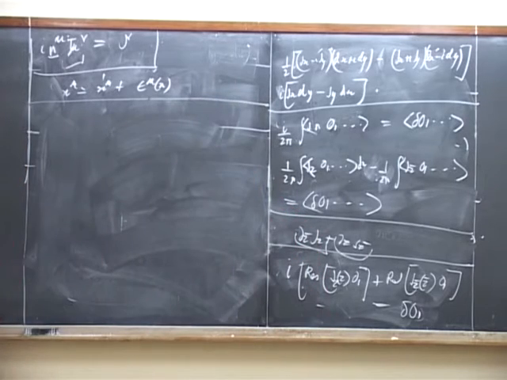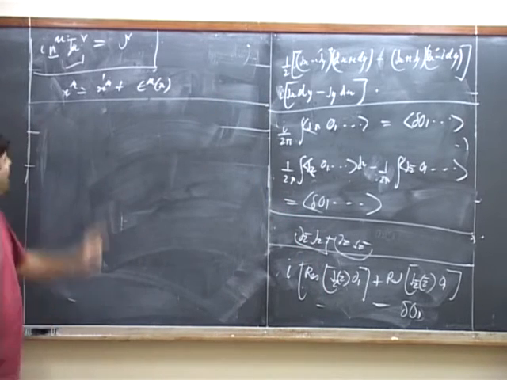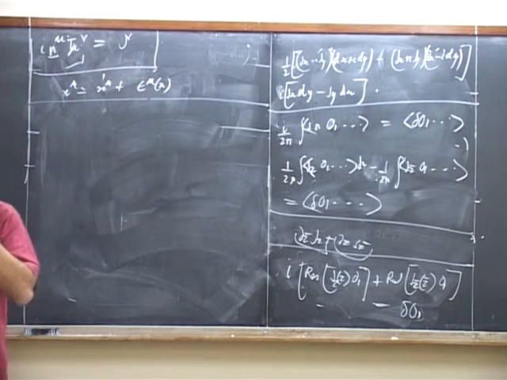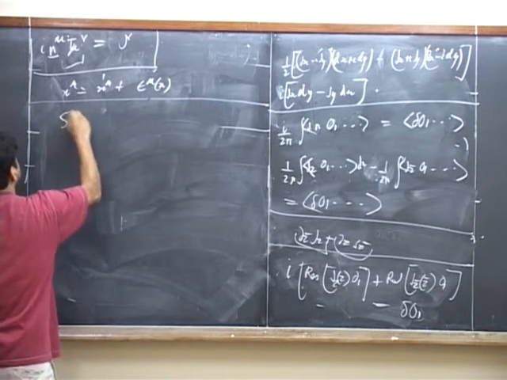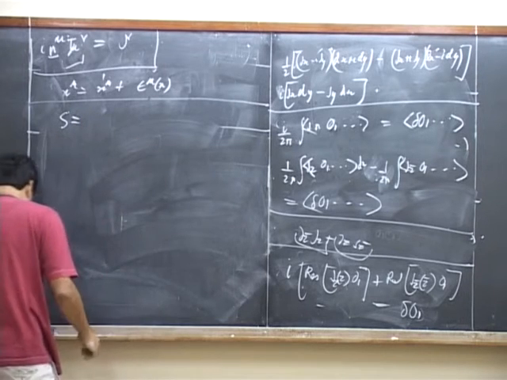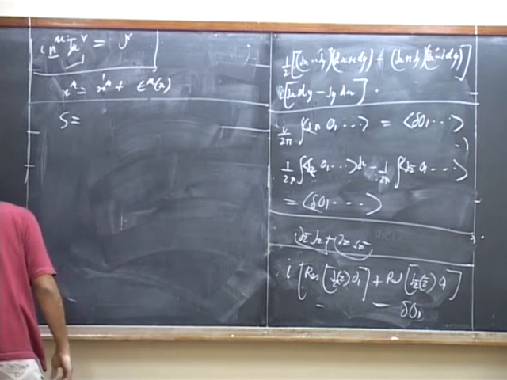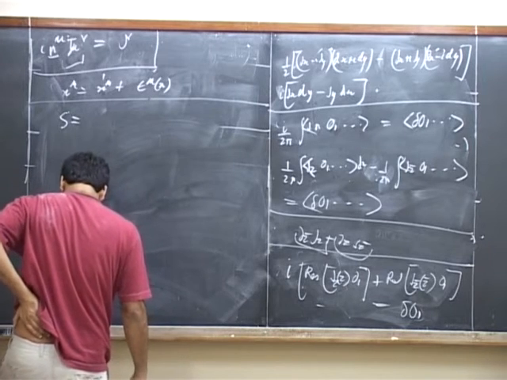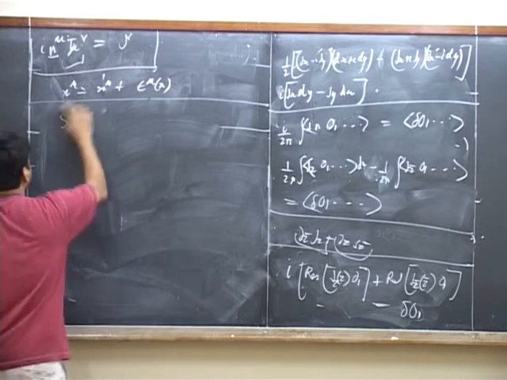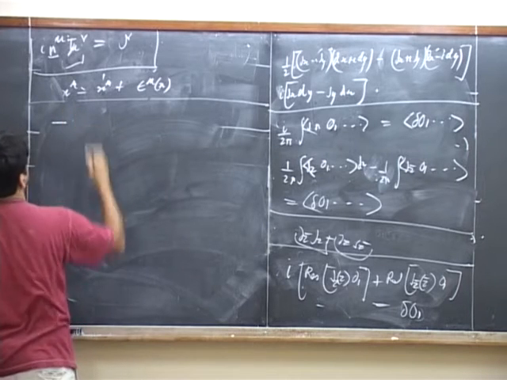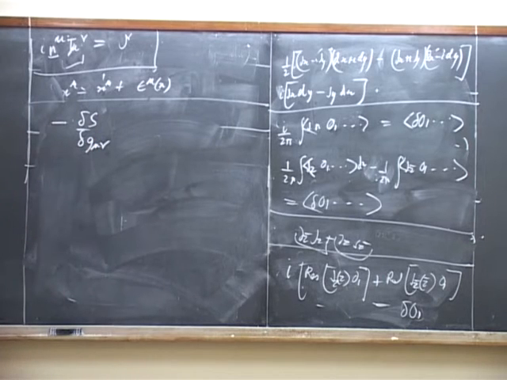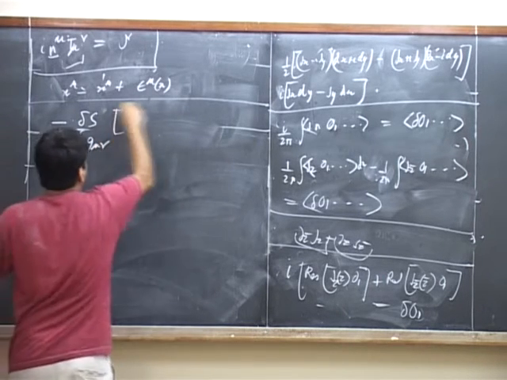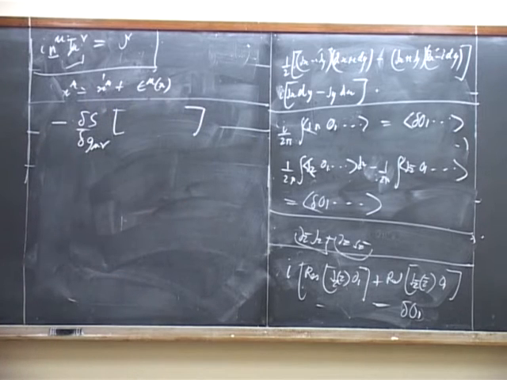Okay? So what we know is that making this change of coordinates, we want to ask how the action changes. The answer is the change, so suppose we've got the action S. Well, the answer is simply minus of del S by del G mu nu, times the change in the metric that would have been induced by this coordinate change.